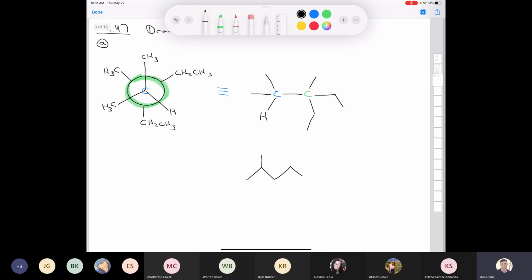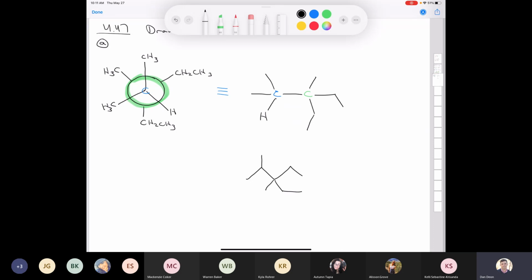And we have a methyl group over here. We have a methyl group here. Oops. I didn't draw that correctly. 1, 2, 3. Oh, I put my methyl group in the wrong place. There we go, like that. And then we also have an ethyl group here, like this. So there you go. There's the bond line structure of that compound.